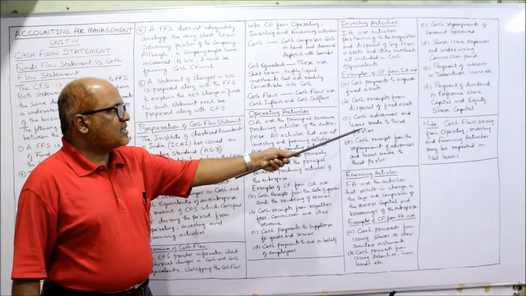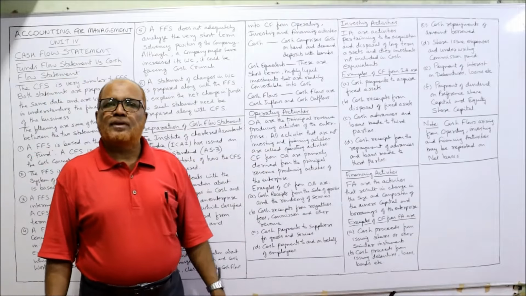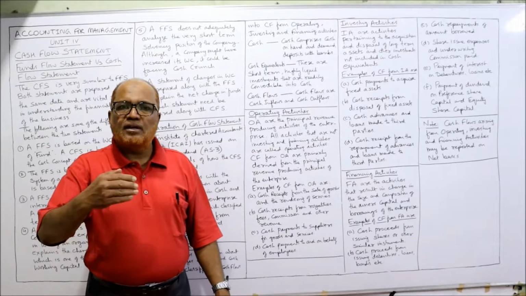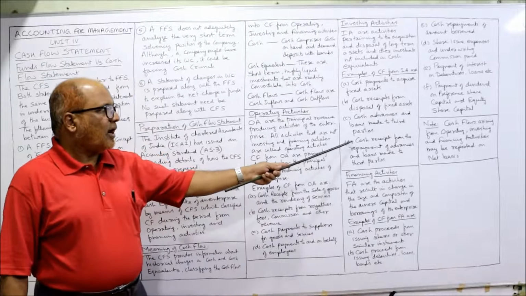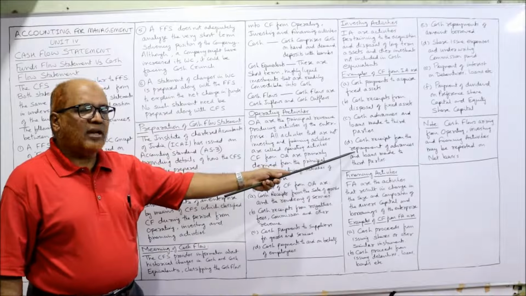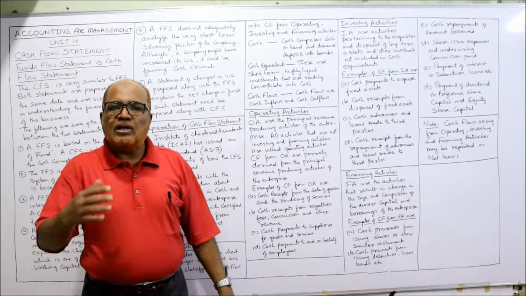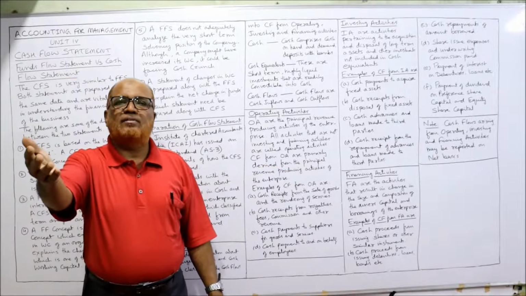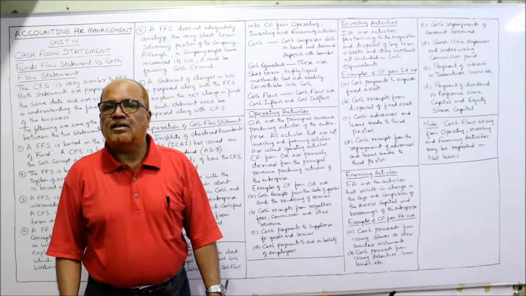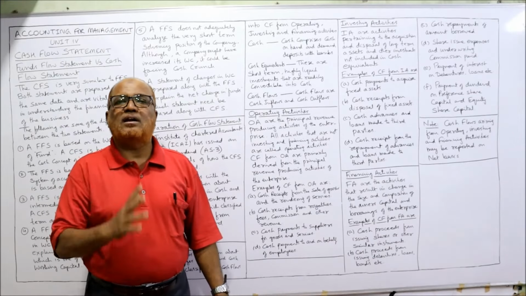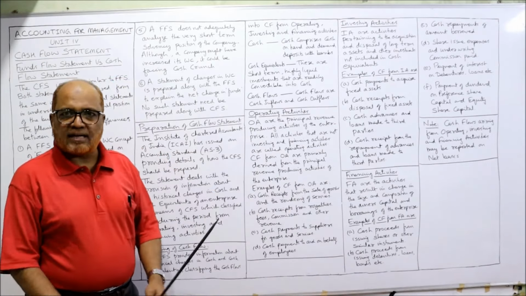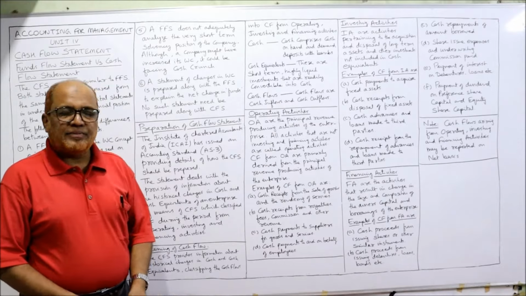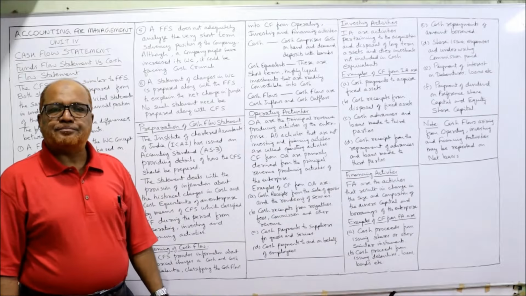Then cash advances and loans made to third parties. Sometimes a business will give advances to third parties. That is also investing. And cash receipts from the repayment of advances. Whatever advances the business has given to third parties, when there is a repayment of those advances, that will also come under investing activity. Now last is financing activity.